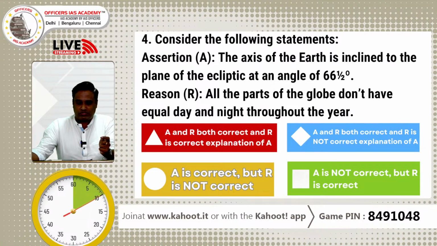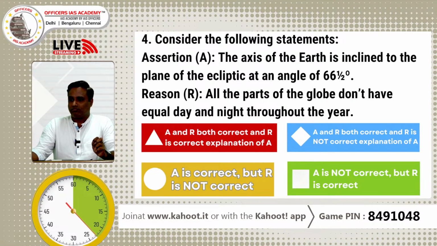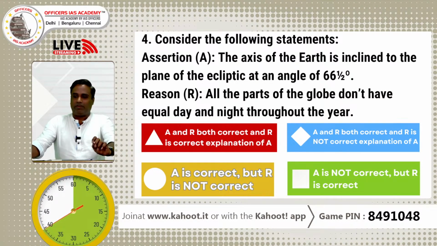Question number 4 is an assertion-reason question. Read the assertion and the reason, find out whether the reason actually explains the assertion, and mark your answers accordingly. Think clearly before you mark your answers. There are some twists and turns in this question. So time's up. Okay, now we go to the answer.